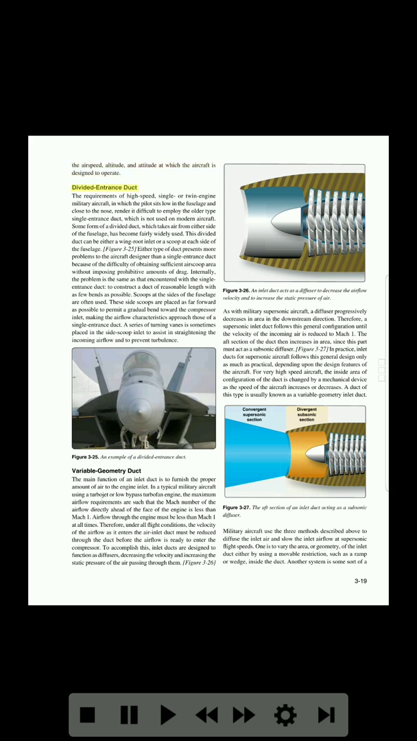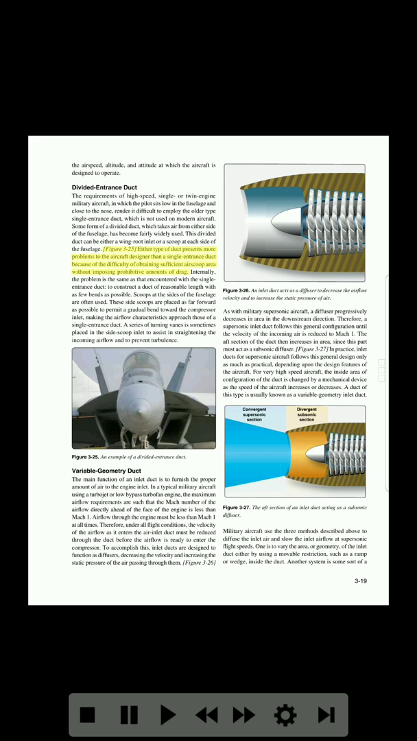Divided entrance duct. The requirements of high-speed, single or twin-engine military aircraft, in which the pilot sits low in the fuselage and close to the nose, render it difficult to employ the older type single-entrance duct, which is not used on modern aircraft. Some form of a divided duct, which takes air from either side of the fuselage, has become fairly widely used. This divided duct can be either a wing root inlet or a scoop at each side of the fuselage. Figure 3-25.